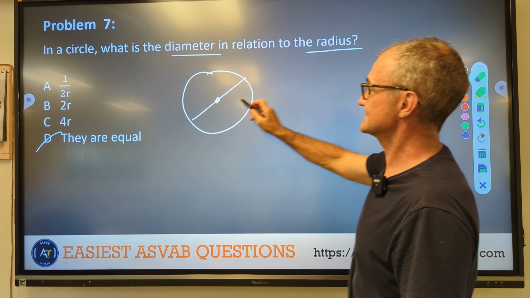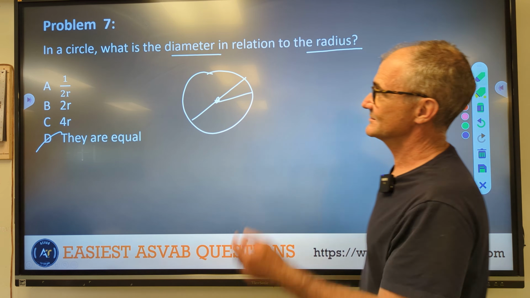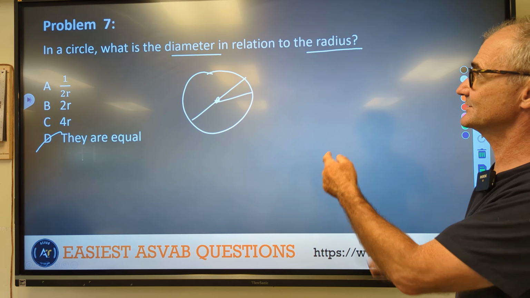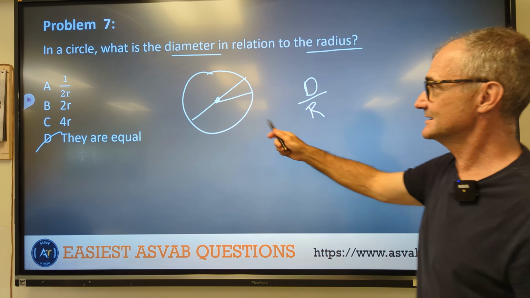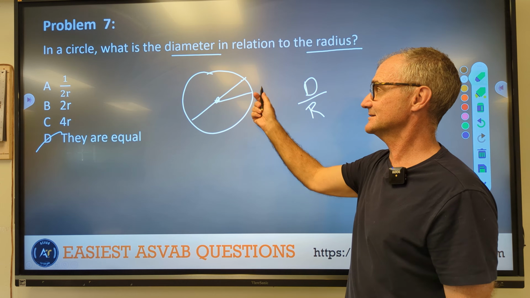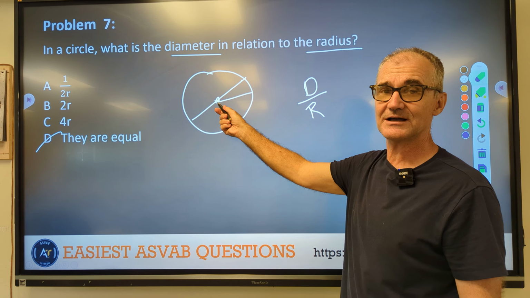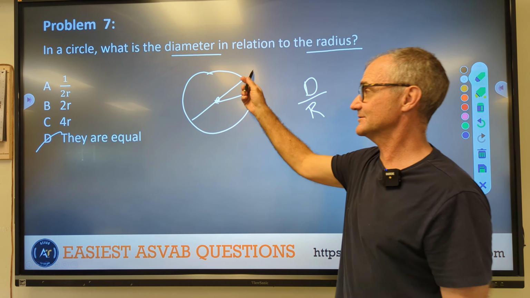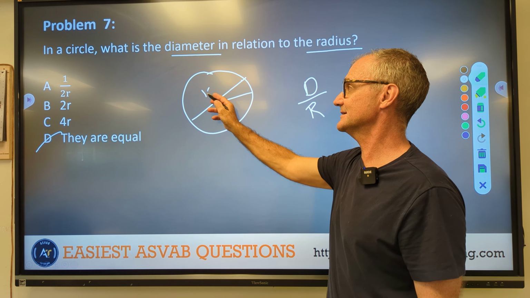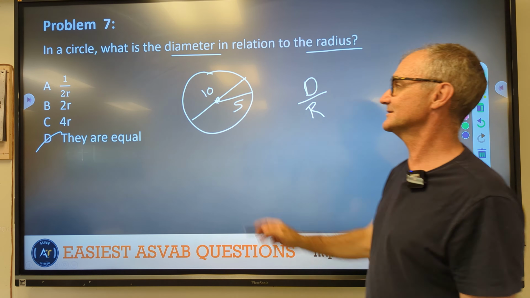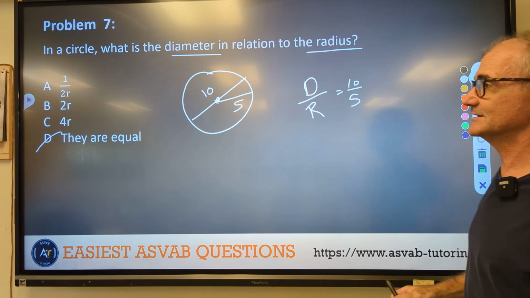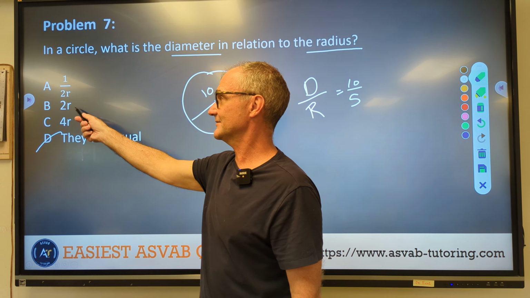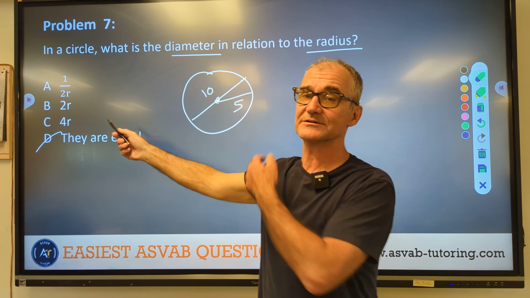The radius is half that. So in a circle, what is the diameter to the radius? The diameter to the radius is going to be all the way across divided by halfway across. Let's say the diameter here would be 10. This would be 5. So the ratio would be 10 to 5, or 2 to 1. If the radius were 5, 5 times 2 would give me the diameter of 10.